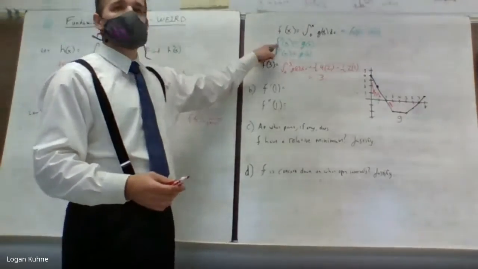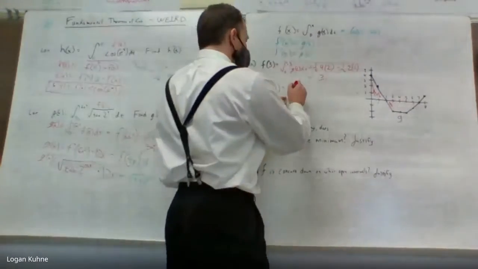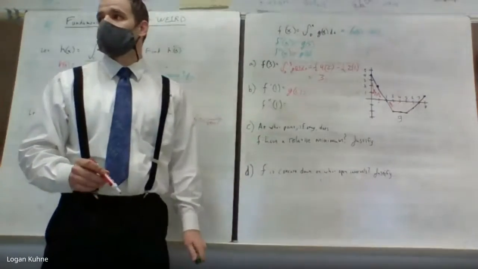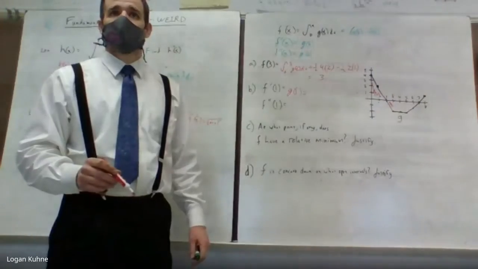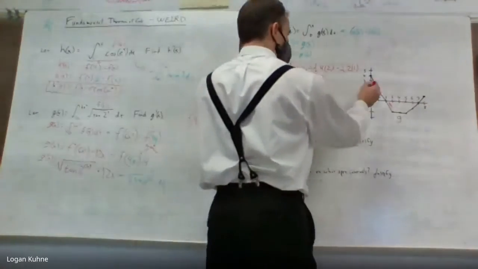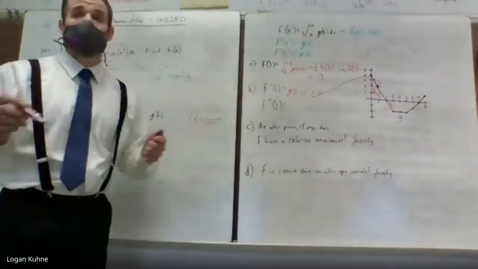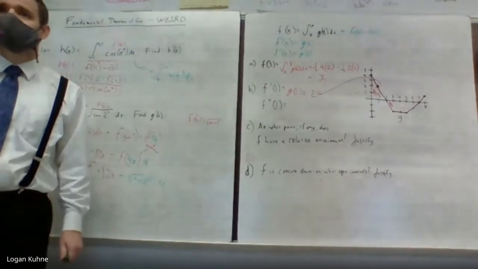F prime is equal to g. What is g of 1? Look on the graph. What is it? 2. That's it. It's 2. That's a lot easier, isn't it?